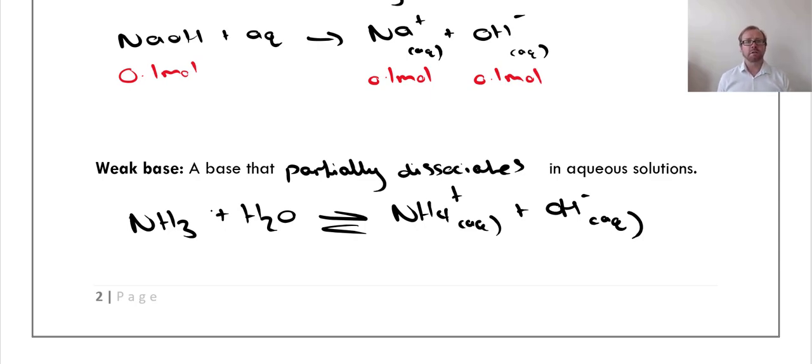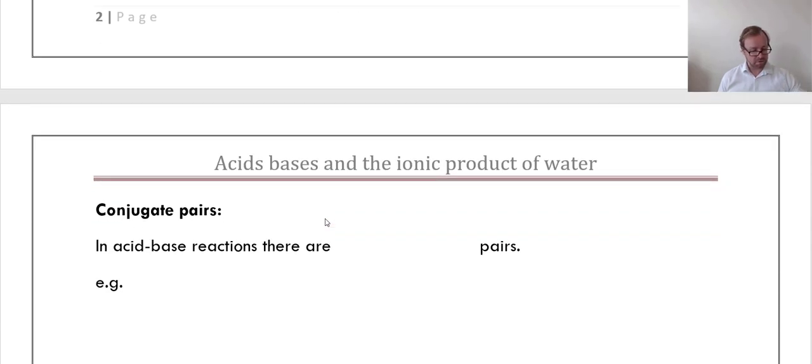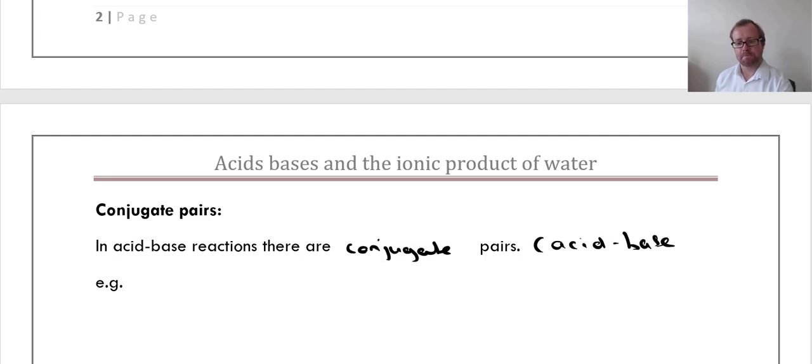Okay, so I've gone through that very quickly, and that's probably because you know this stuff already. If you're unsure about any of this, then go to my introductory video on acids. Okay, so moving on to conjugate pairs. So conjugate acid-base pairs. So in acid-base reactions, there are conjugate pairs, and they're said to be conjugate acid-base pairs.